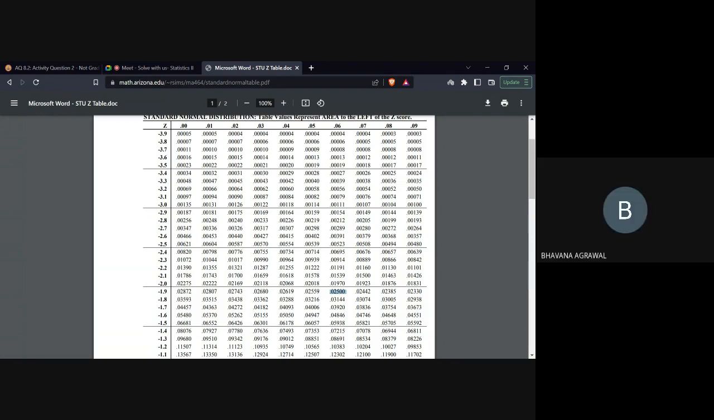Ma'am, it looks similar to this logarithm table. I have completely forgotten that. Oh yeah, if you can recall from there, so good.